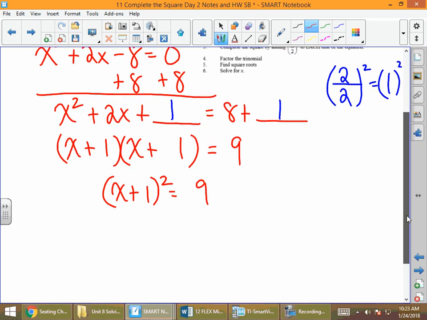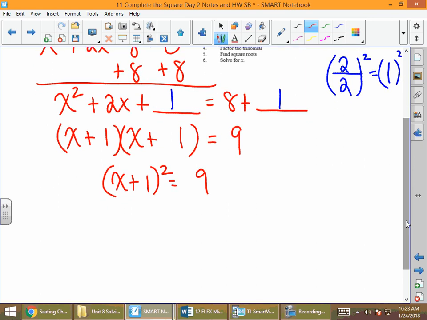So we factor. That's going to leave us here at step 5. Take the square root of both sides. Taking the square root here, and taking the square root here. Square rooting and squaring are inverse operations, so we get x plus 1.